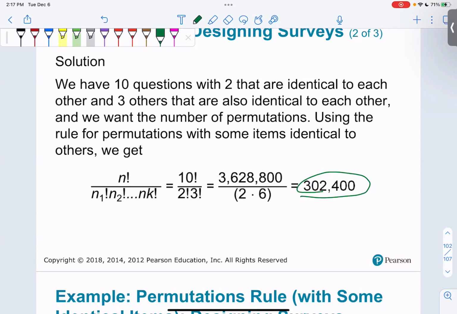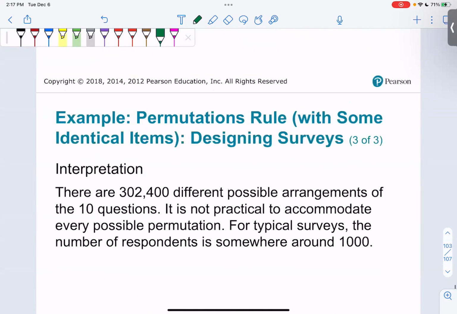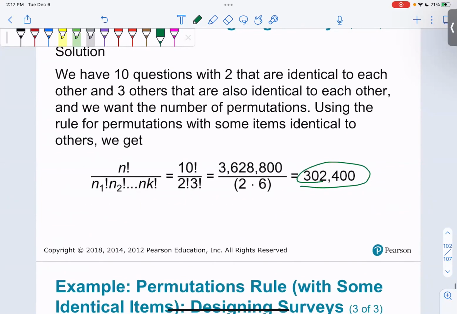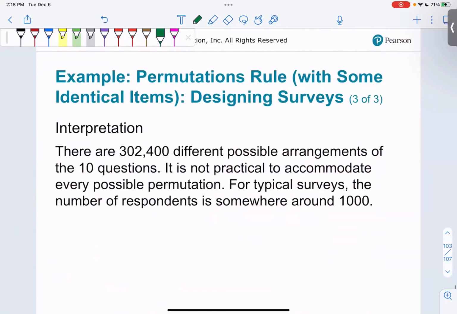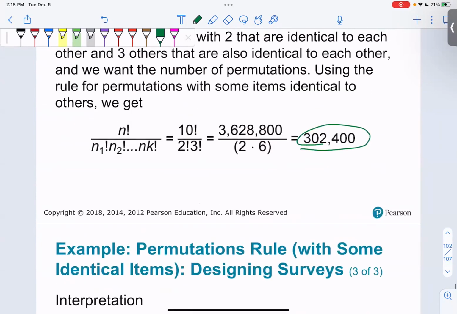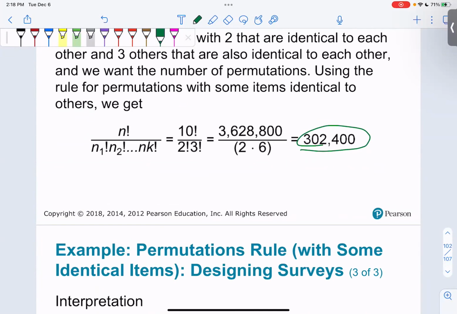So how many different ways can I create this survey? I mean, the arrangement for the order of those questions. Okay? Usually they say this number is really high, but the choice is somewhere around 1,000. But this is the way we can create that survey.